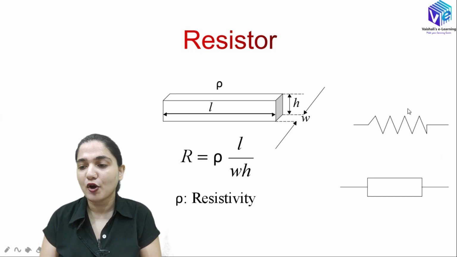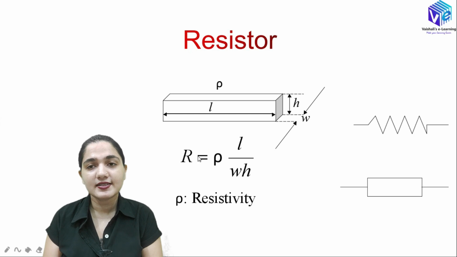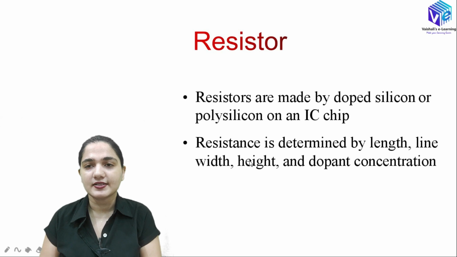The symbolic representation of resistor is like this. We all know it. Now here if I have taken this rod of length L, height h and width W, so resistance is given by rho L upon area. So what is the area here? Area is h into width, so W h is the area. So resistance is given by rho L upon W into h, where rho is the resistivity. Okay, so this is resistance.